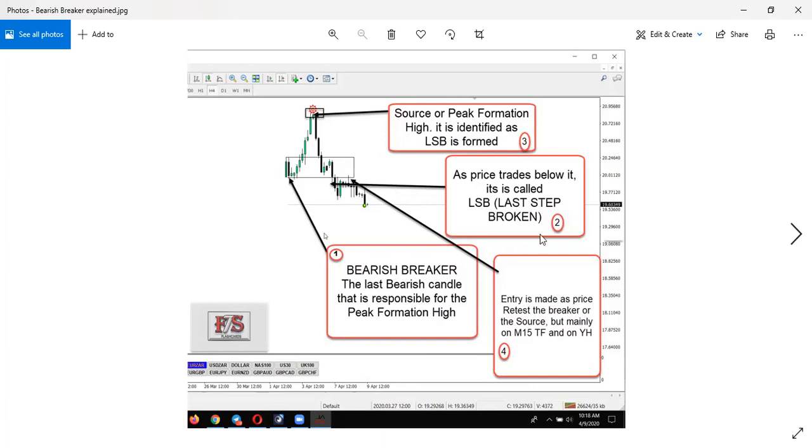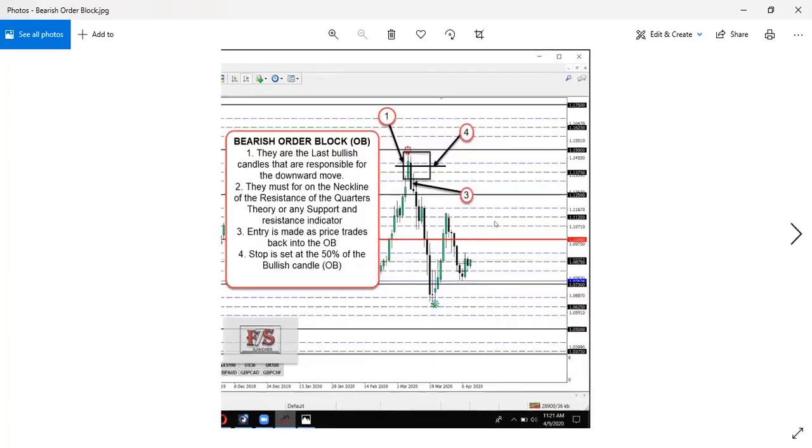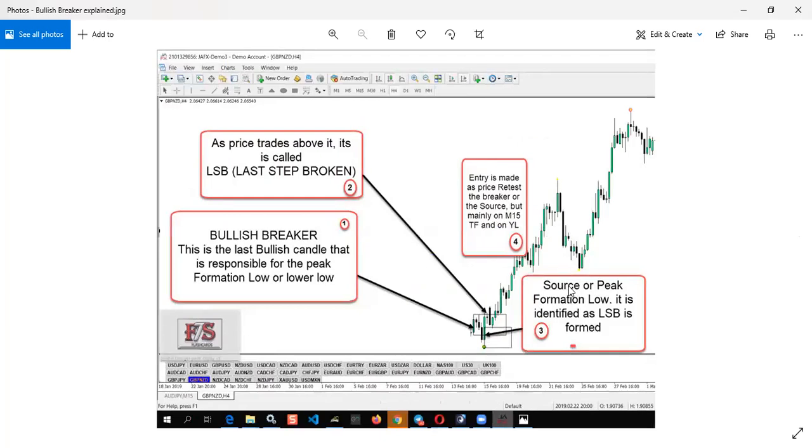But let me explain the bullish breaker first. I just explained the bearish breaker. Now look at the bullish breaker. If the bearish breaker is the last bearish candle you see before the peak formation high, what is the bullish breaker? The bullish breaker is the last bullish candle you see before the peak formation low or the lower low. You see this is the lower low. So this is the last bullish candle. As price trades above it, even if it's weak, it has been validated. It is called LSB, last step broken, which is number 2. Number 3, as we identify the LSB, we pick the peak formation low or the lower low as our source.